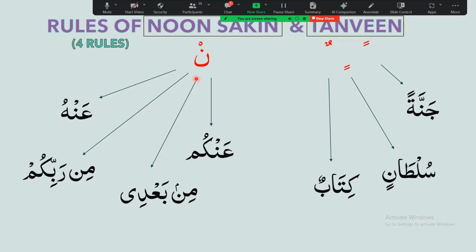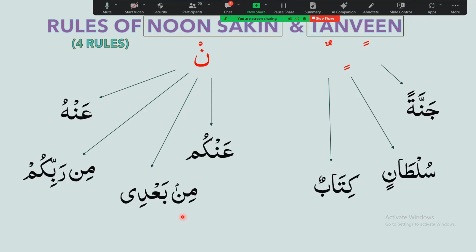For now, I am not going to tell you when you are supposed to hide the sound and when you are not. As we continue with the lessons, whenever such a word comes, I will explain the rule to you. For now, just remember that whenever the noon sakin comes, think of these four possibilities. Either you say the sound as it is, or you hide the sound of noon, or you skip the sound of noon, or you change the sound of noon to meem. These are just the four ways.